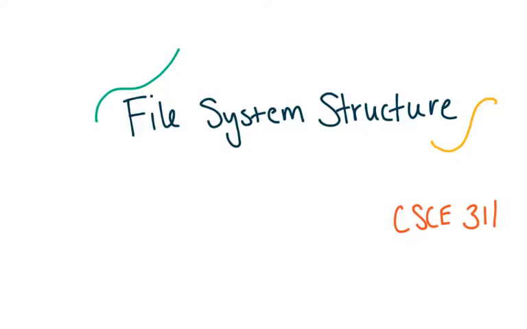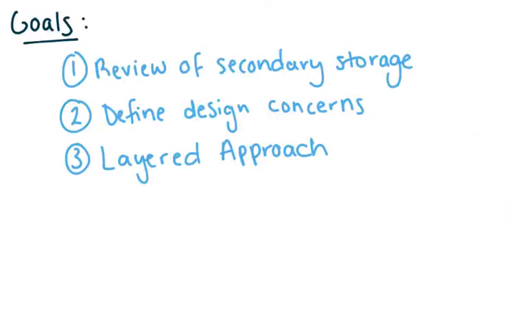Hi, today we're going to talk about file system structure. So what I want to do today is just talk a little bit about secondary storage, just a little bit of a review, define design concerns that we need to think about when designing a file system, and talk about the layered approach, which is the most common approach most OSs take.